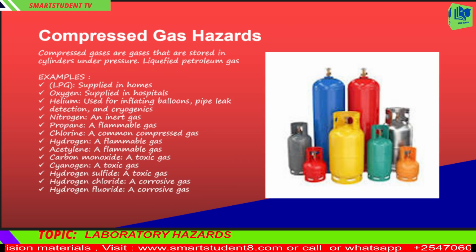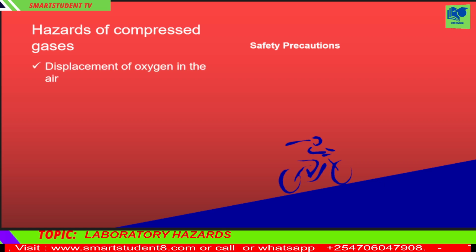Hazards of compressed gases include: 1. Inert non-toxic gases like helium, argon, and even nitrogen reduce the concentration of oxygen in the air below the safe level, especially in confined areas, leading to drowsiness, hence mistakes and accidents.